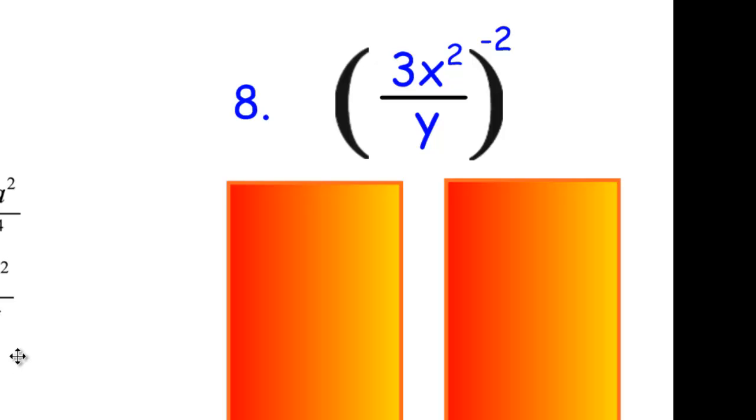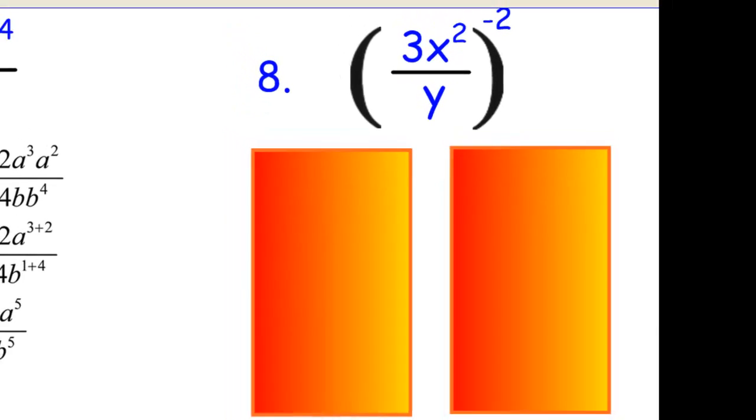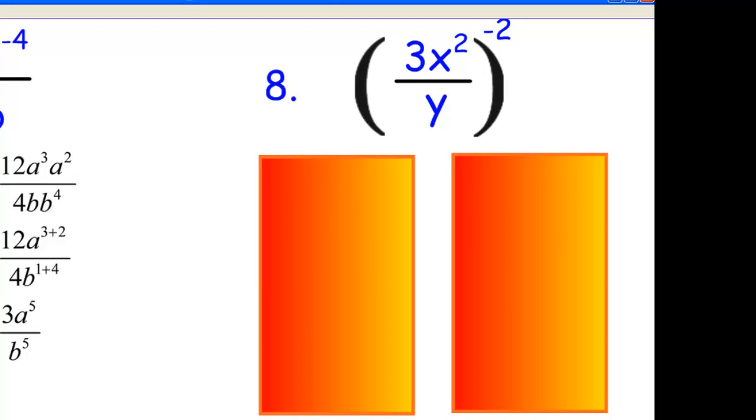For our last example, I have a quotient raised to the negative second power. Again, I want to show you two ways to do this. This is my favorite way to do it. I think it's kind of slick, but I have another way to show you with a little bit more steps. I like to deal with the fact that there is a negative exponent on the outside. I'm going to deal with that negative first.